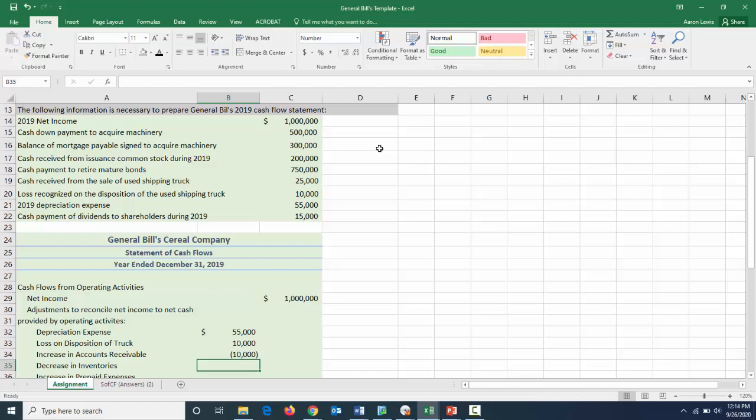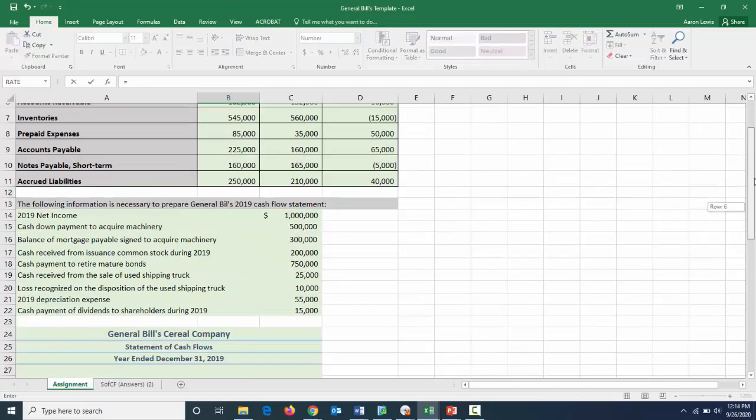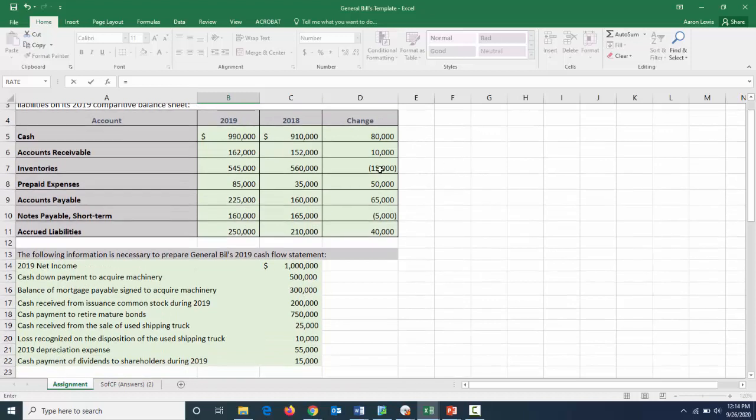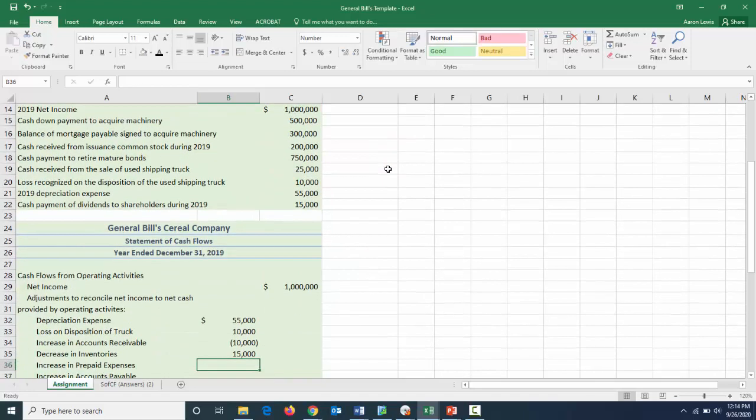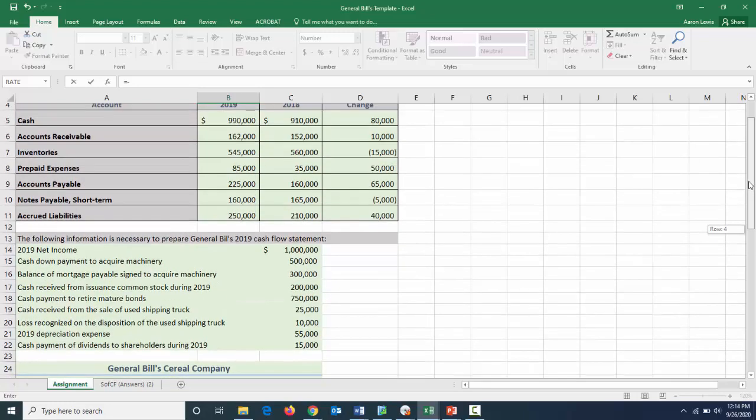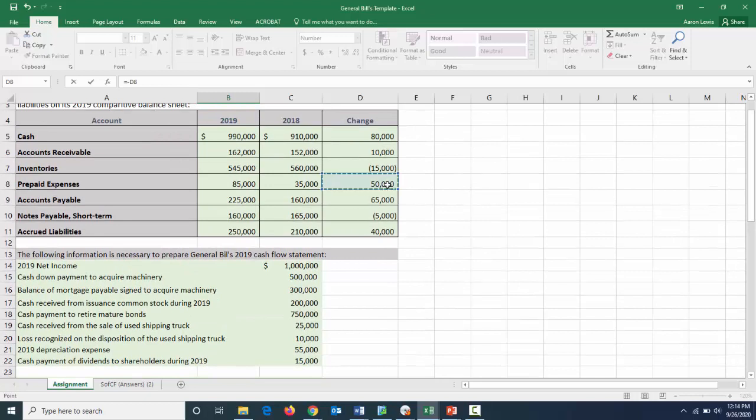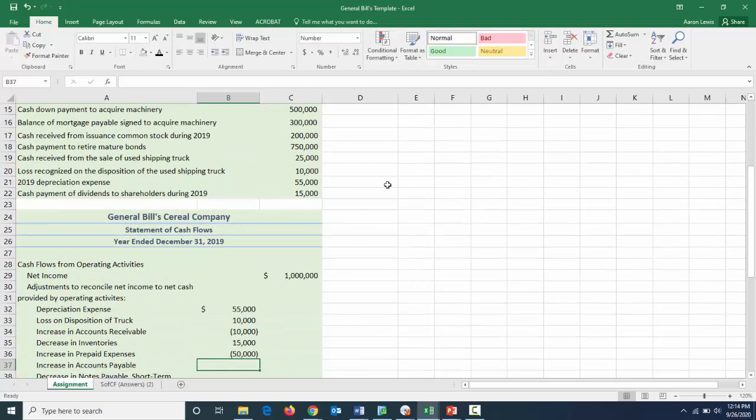Same thing for inventories. We had a decrease in inventory. Well, if we have a decrease in inventory, that means that we spent less money making cereal, and if we've spent less money making cereal because we made less of it, that's going to increase our cash flow. And then lastly, we have an increase in prepaid expenses, and for our increase in prepaid expenses, we shelled out more cash to prepay for our rent, utilities, insurance, etc. during the period, $50,000 more, which means since we spent $50,000 more acquiring these prepaid expenses, our cash flow has to be decreasing by $50,000.